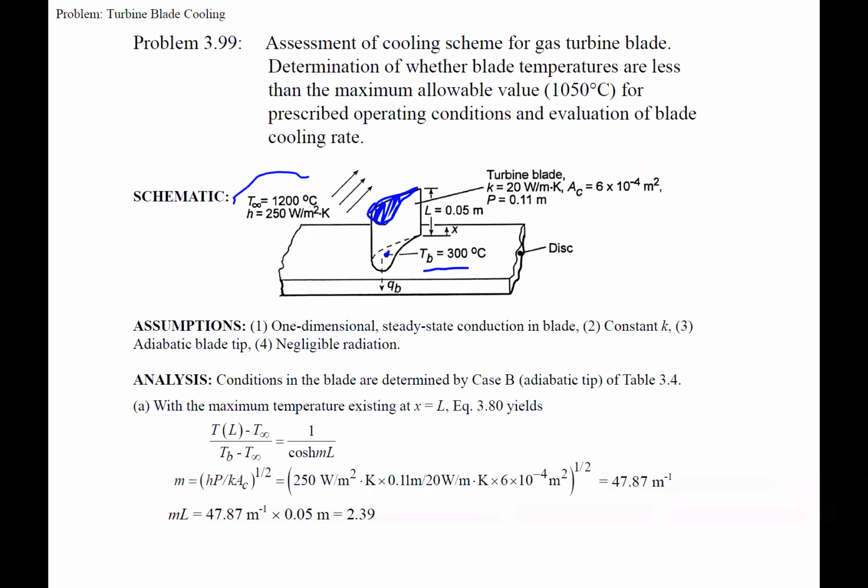We have our convection that's occurring on the outside of the blade. So basically they have cooling going on down here, and that maintains the base temperature of 300 degrees Celsius. They said there's a maximum allowable of 1050 degrees Celsius for this Inconel blade, right? So where do we think this maximum temperature is along this blade?